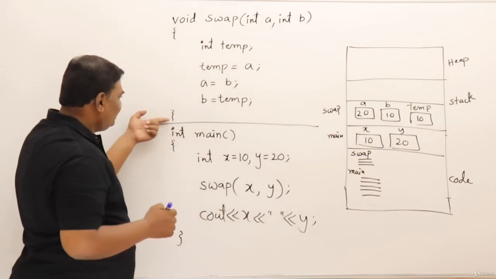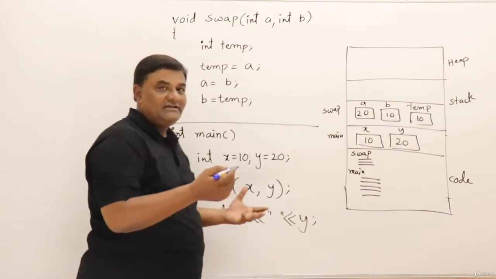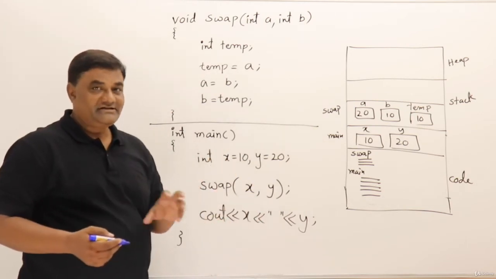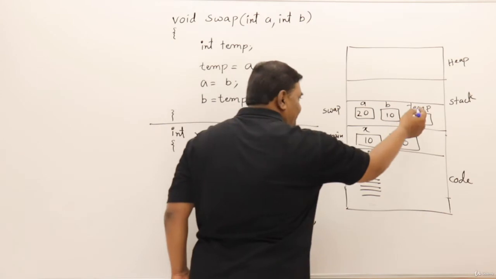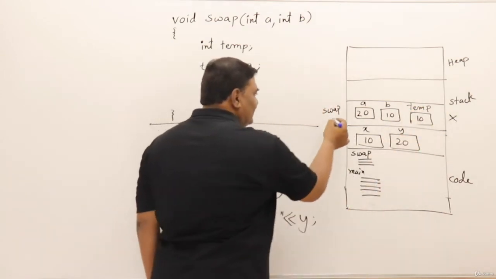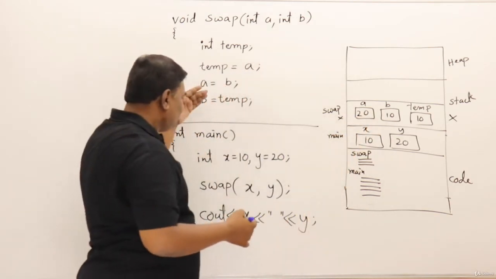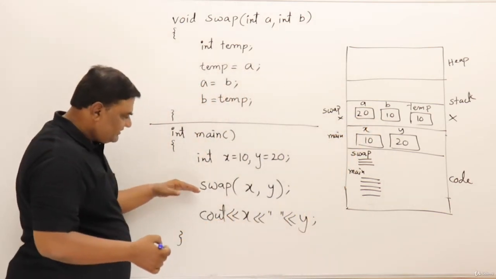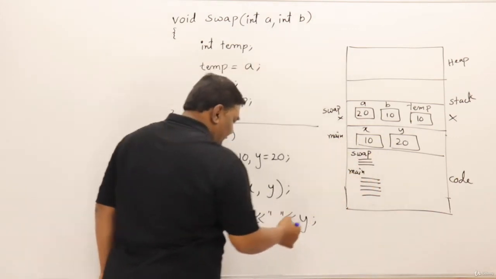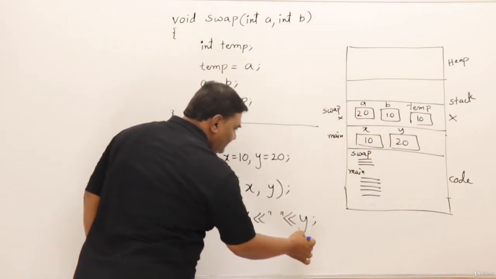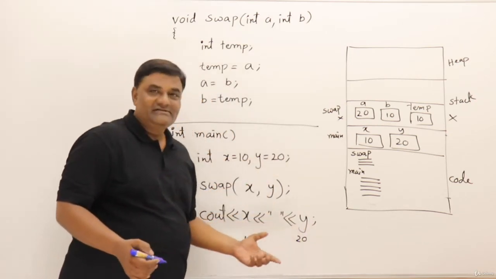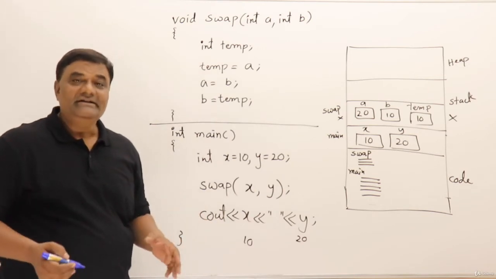Now this is the last line. The moment the function ends, you know well that once the function ends, its activation record, or the block of memory inside the stack, will be deleted. So this will be gone. I will not mark it, I will just show it as deleted. Now the control comes back to the main function. Now it will print x and y. So what are the values of x and y? 10 and 20. Oh, they are not swapped. This is 10 as it is, this is 20 as it is. They are not swapped.